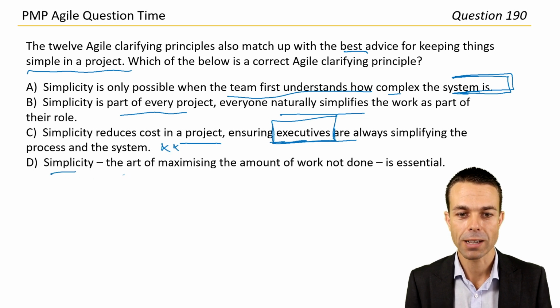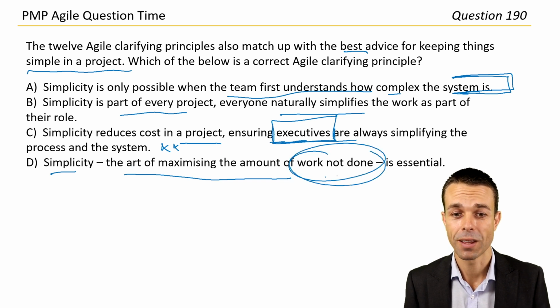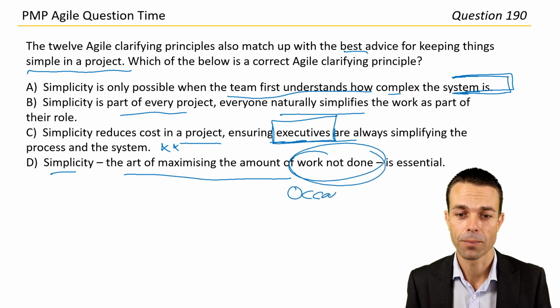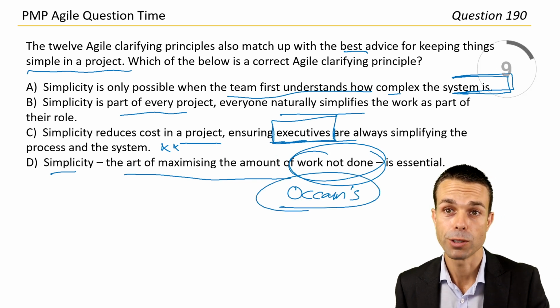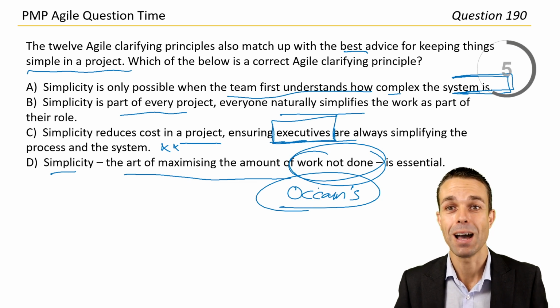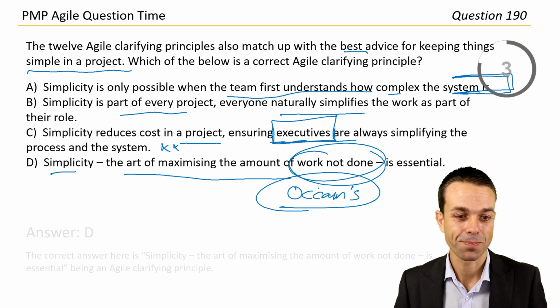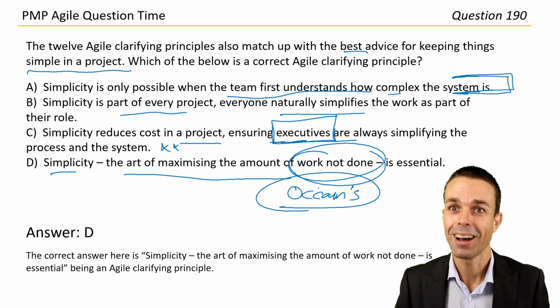Simplicity, the art of maximizing the amount of work not done, is essential. It's Occam's razor, where we want to make it as simple as possible, but no simpler, for example. I think answer D is our absolute best bet here. Let's see. There we are. That's our clarifying principle. Did you pick that one? I think that was a good one.